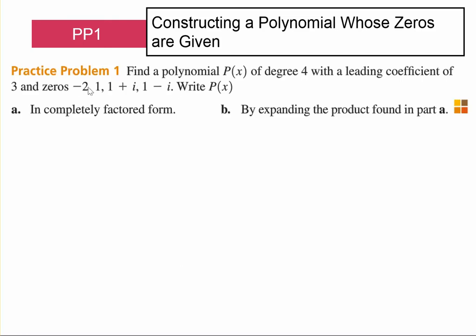If you know what the zeros are, the zeros are negative 2, 1, 1 plus i, 1 minus i. I want you to write the polynomial that makes that true. The other thing that we know is it's a degree 4. And the next thing that we know is the fact that the leading term is 3, or the leading coefficient is 3.